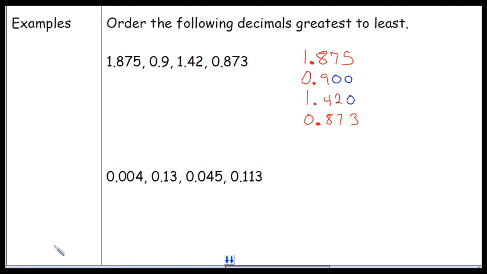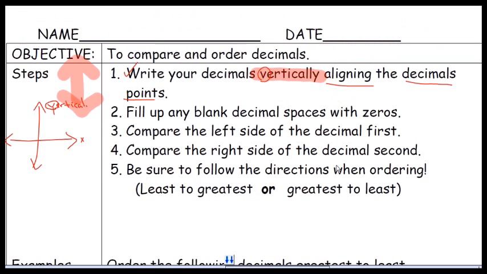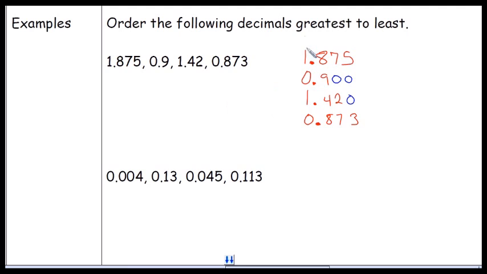Okay, so now I'm going to go back to my steps, and I'm going to make sure I do it step by step. Now we're going to compare the left side of the decimal first. So I'm going to come over here. This is the left side, so I'm going to compare this side right here. I have a 1, a 0, 1, and a 0.